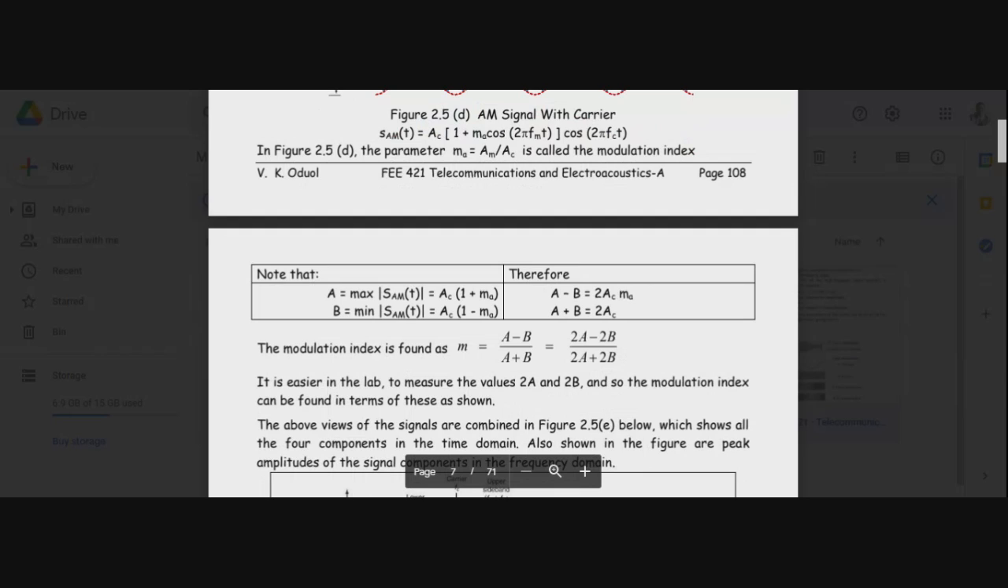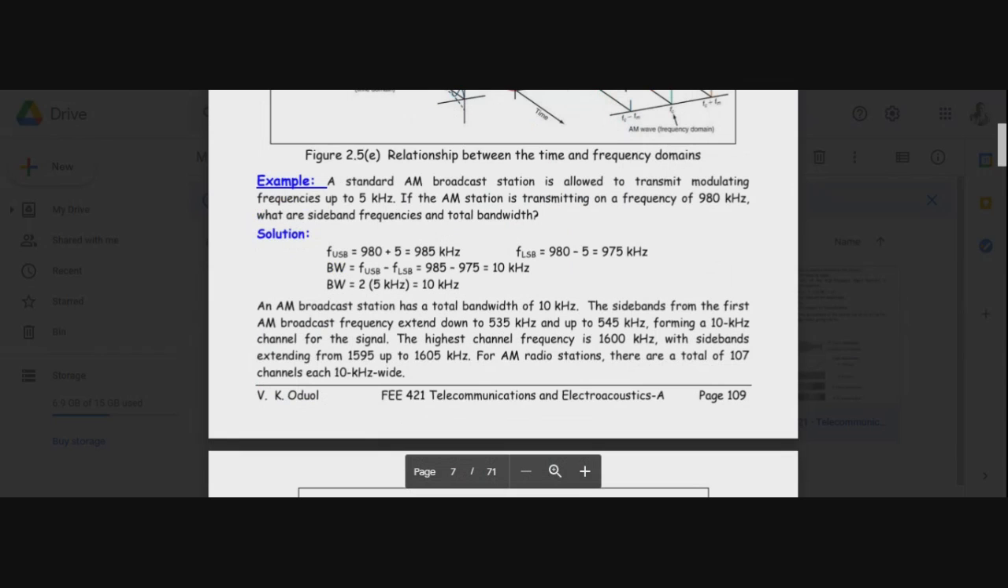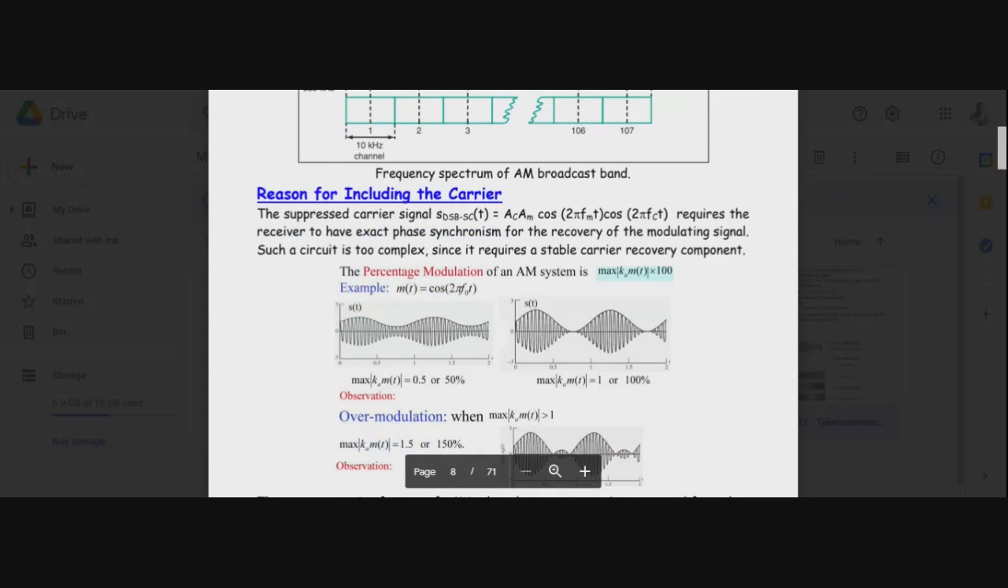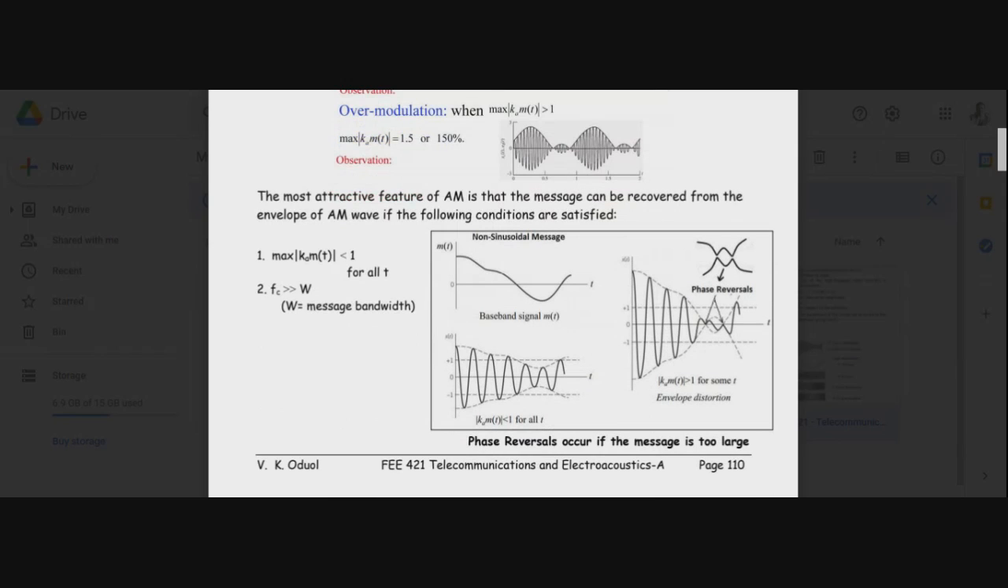So that is the reason for including the carrier, so that the envelope detector, which is very simple, can be used. If you want to use the envelope detector that is very, very simple, then you would have to include the carrier. The problem now is that you have included the carrier, and so it's going to consume some resources because it takes some of the power that you're supposed to use to transmit a message. That power now is going to be put in the carrier.